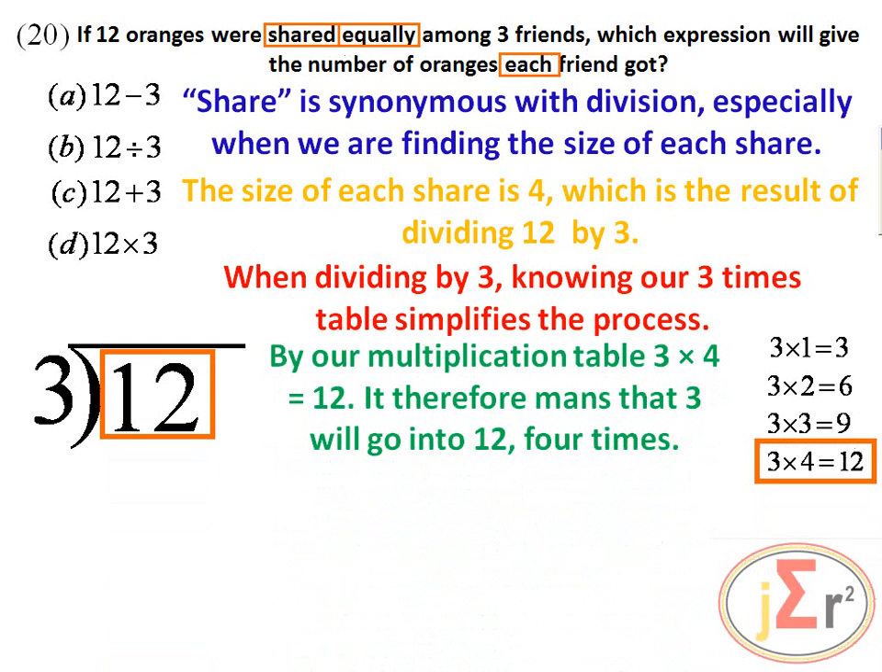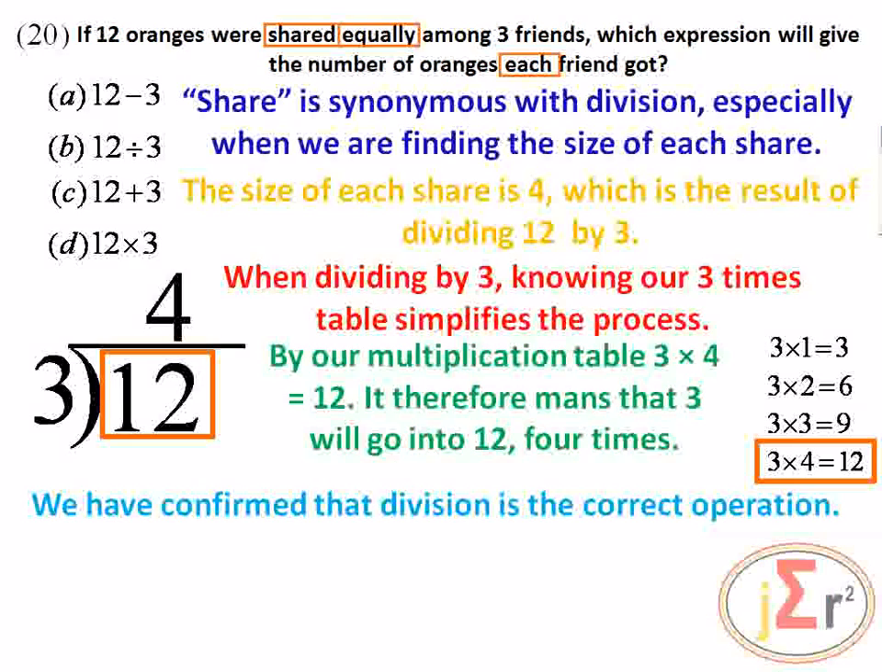By our multiplication table, 3 fours equal 12. It therefore means that 3 will go into 12 how many times? 4 times. We have confirmed that division is the correct option. How did we confirm it? We actually did the sharing of the physical oranges, and the result was that each friend got how many oranges? 4. Then we proceeded to divide 12 by 3, and what did we get? 4. So that proves it, that division is actually the correct one.